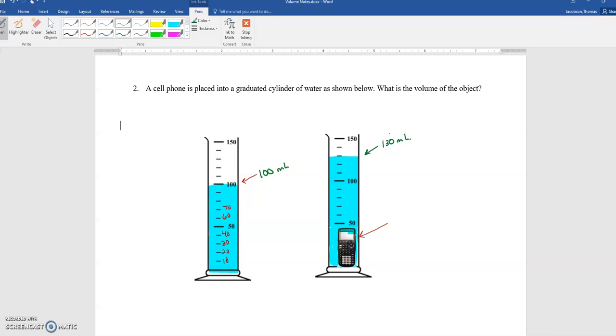130 milliliters. And you subtract those. So 130 minus 100 means the calculator has a volume of 30 milliliters.